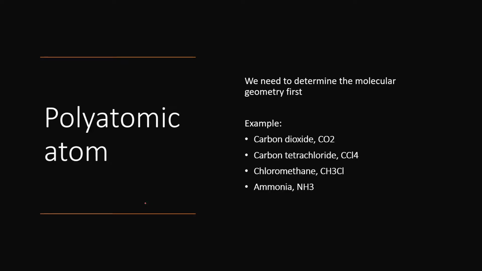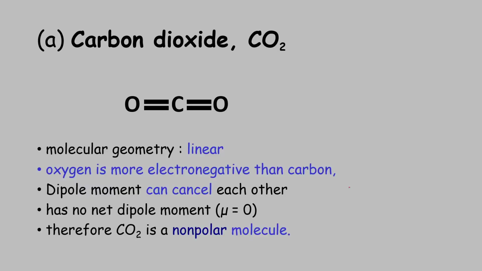Okay. Now we will look at polyatomic molecules. We will look at carbon dioxide, carbon tetrachloride, chloromethane and ammonia. First, carbon dioxide. After you draw the Lewis structure, you will get this. And you will get that the molecular geometry is linear, because we have a sigma bond and a pi bond.